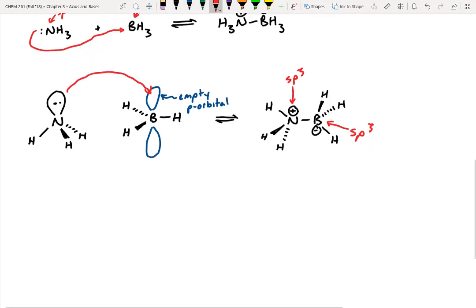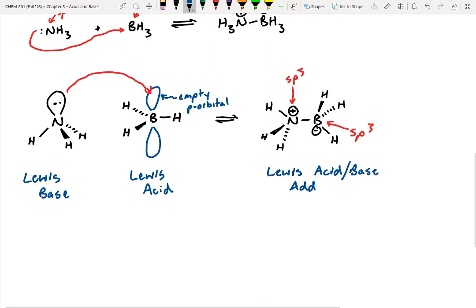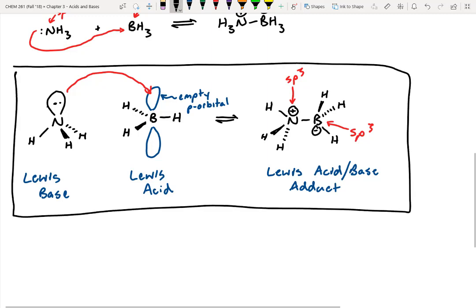So let's make some notes down here. We said that this is going to be our Lewis base because it's donating electrons. This is going to be our Lewis acid because it is accepting electrons. And then this is going to be our Lewis acid-base adduct. This molecule on the right that I've shown is called ammonia-borane. It's actually under a lot of investigation for potential hydrogen storage applications.